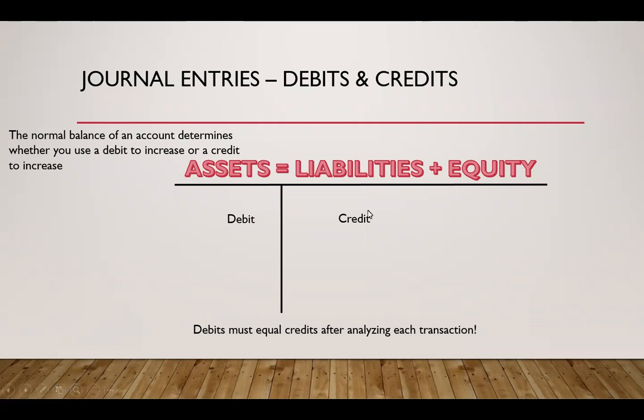Liabilities and equity have a normal credit balance. Why? Because they fall on the right side of the accounting equation or the right side of the T account. That means we're going to use a credit to increase these items and a debit to decrease these items.